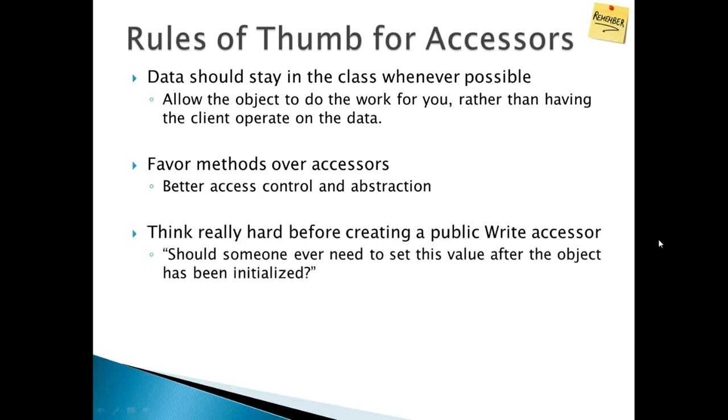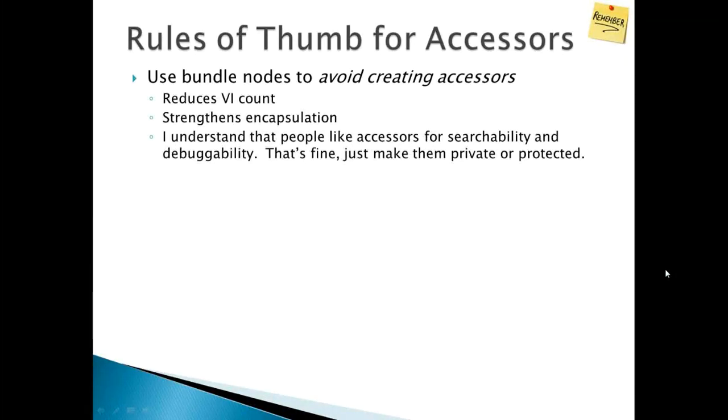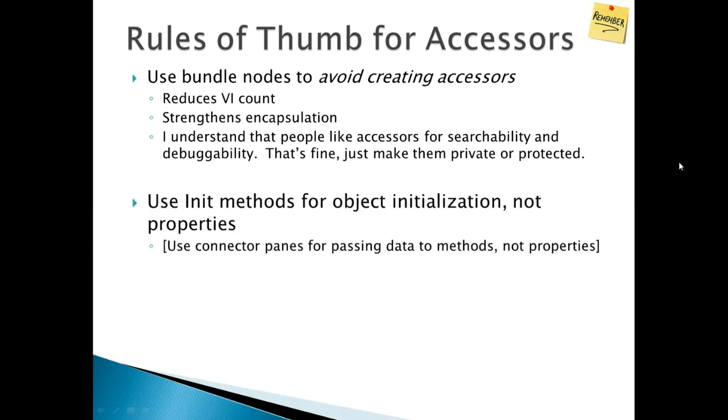Think especially hard before creating any public write accessors. I don't mind so much creating public read accessors because they can't actually modify the object. But should someone ever really need to set this value after this object has been initialized? Or should they ever need to set it outside of a proper method call? I don't think there's anything bad about bundle nodes, and it reduces VI count. If you're going to create accessor methods for the purposes that Fabiola described, I think that's fine as long as you make them private or protected. Or as John said, public might be a good idea for transport methods.